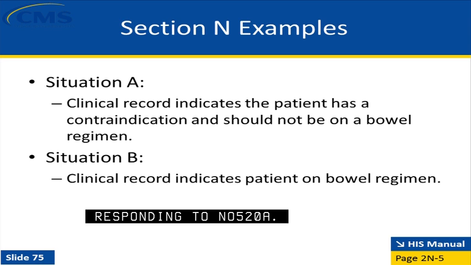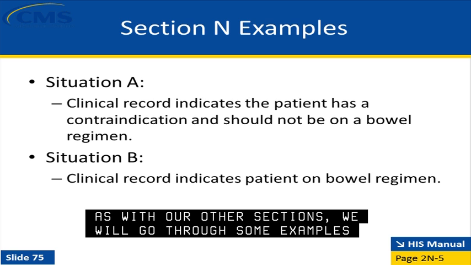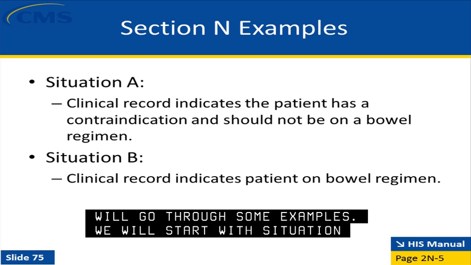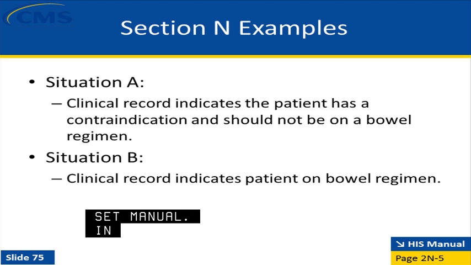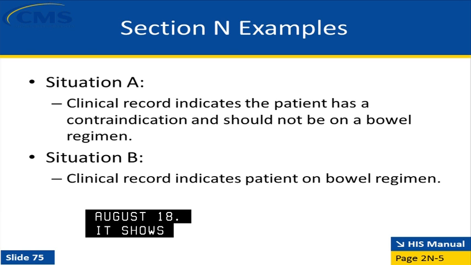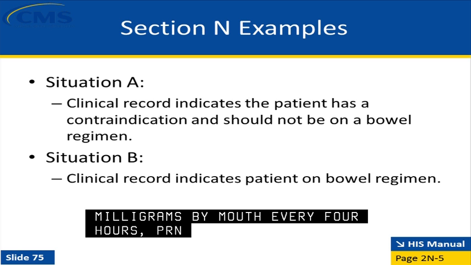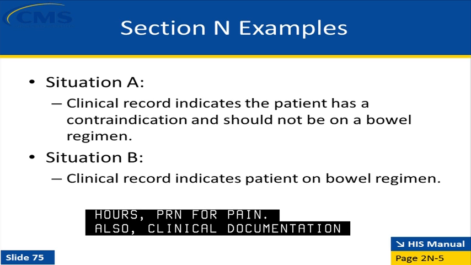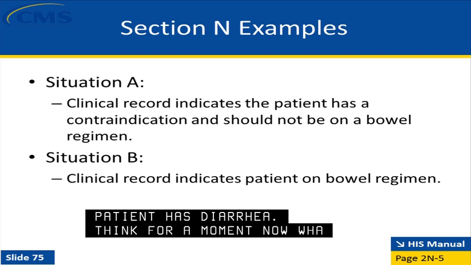Okay, as with our other sections, we're going to go through some examples. We'll start with situation A, which is on page 2N-5 in your hospice item set manual. So in this case, you find an order from August 13th, and it shows oxycodone 10 milligrams by mouth every 4 hours, PRN for pain. And you also see clinical documentation from August 13th that shows that the patient has diarrhea. So think for a moment now what codes you would select for N0500, N0510, and N0520.